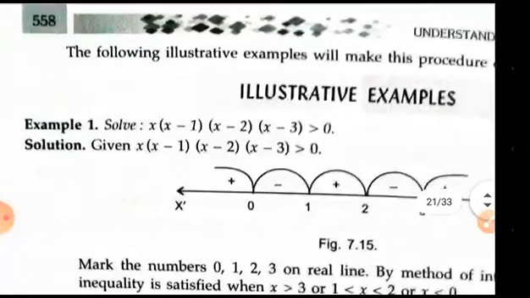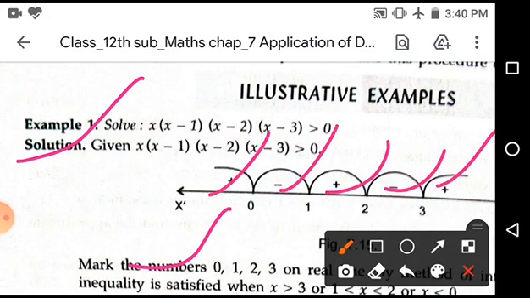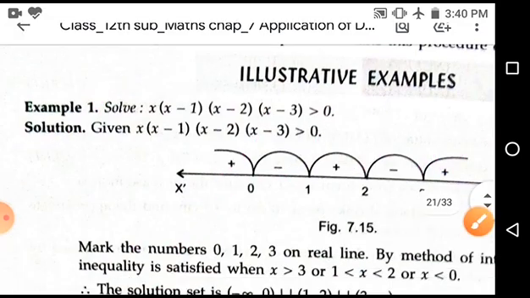See example number 1. Solve x(x minus 1)(x minus 2)(x minus 3) greater than 0. It is an example of inequality. On solving, we get x equal to 0, 1, 2 and 3. And here all the values of x are greater than 0. That means we can say that for all the values of x the function is increasing. Clear? Here the plus, minus, plus, minus, plus signs show that in a particular interval of values the given function is increasing or decreasing. Okay students.